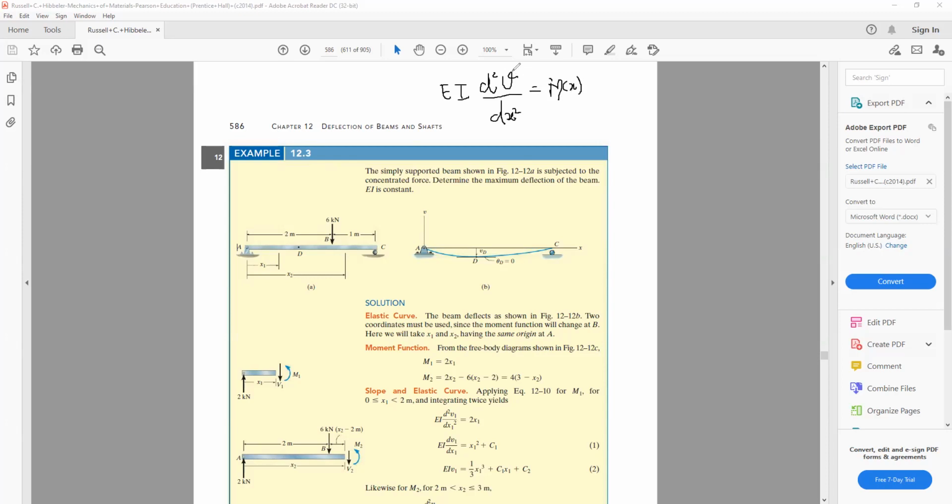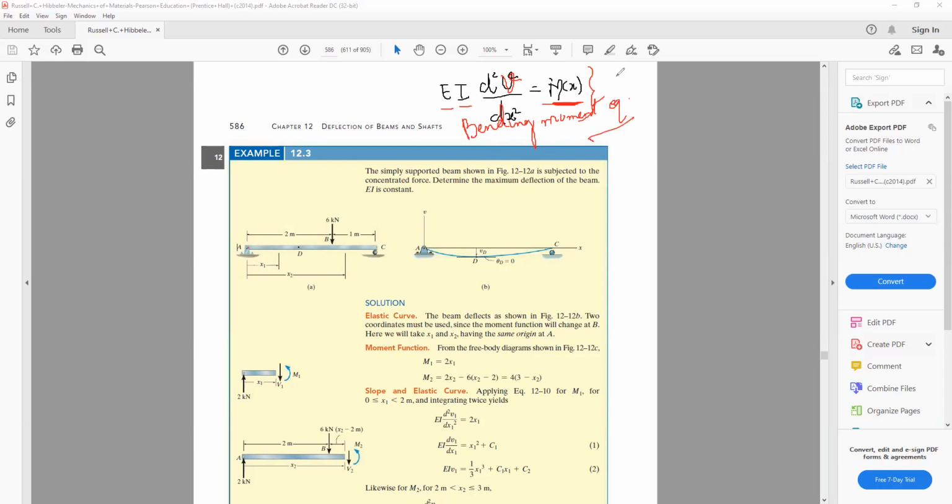In order to find this ν, we should know E, we should know I, we should know the value of M. We should know how this M varies as we move from one end of the beam to another end of this beam. That is, first of all, we should have what is known as the bending moment equation. So the bending moment equation should be known to us.